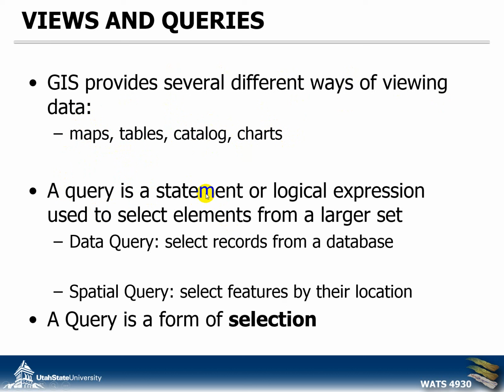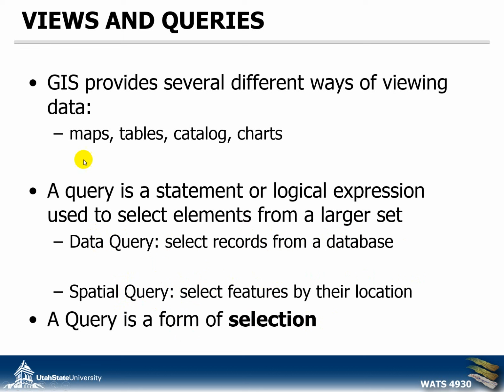Now, a query, by contrast, is a statement or some sort of logical expression. We use this to select a subset from our larger set. This could select records in an attribute table or in a database, and so these are data queries. We can also have spatial queries, where the query is explicitly based off of the location. Queries are nothing more than a form of selection, and I could be doing that query on my map and selecting individual things, or I could be doing it in a table.